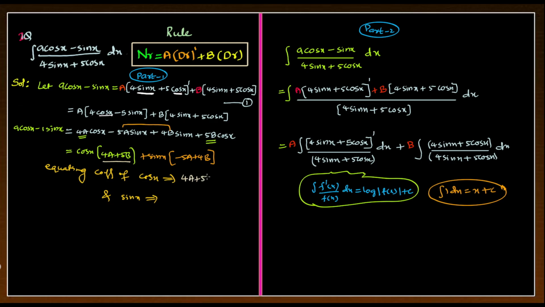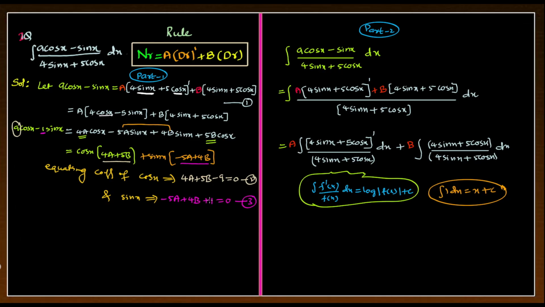4a plus 5b equals the cos coefficient, which is 9. This 9 comes here, becomes minus 9. So consider this equation 2. Like that, now the coefficient of sin x is minus 5a plus 4b. Minus 5a plus 4b equals minus 1. But minus 1, if you write here, it will become plus 1 equals to 0.